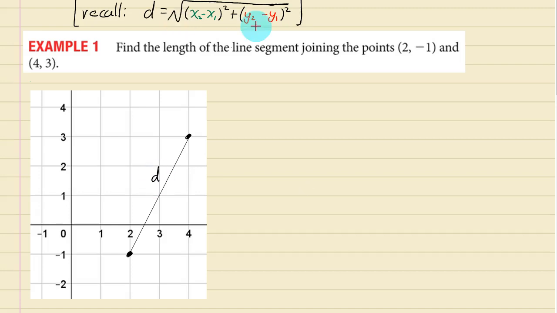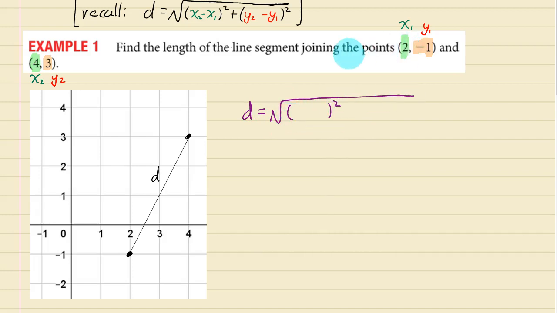So to use this formula, we have to see what is the x1. Let's say this is point number 1 here, this first one, and so this would be the x1 coordinate, and the x2 would be the coordinate over here, the x coordinate of point number 2, and this would be y1 here, -1, and then y2 would be 3.